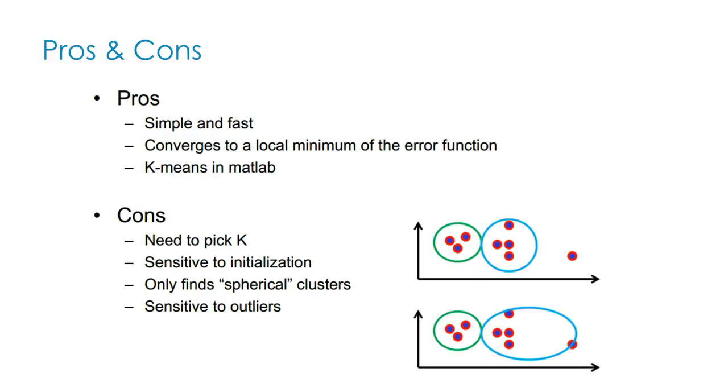But there are some advantages and disadvantages of this algorithm. So one of the advantages is that it's very simple, as you can see here. It's also very fast. And it also converges to a local minimum of the error function, because as you can see, there's a moment where the centroid doesn't move anymore. So this is where we can find the local minimum. And there are many different algorithms already implemented in different libraries, for example, in MATLAB or in OpenCV, we can also find some functions to perform k-means.